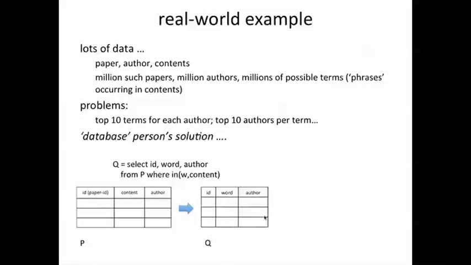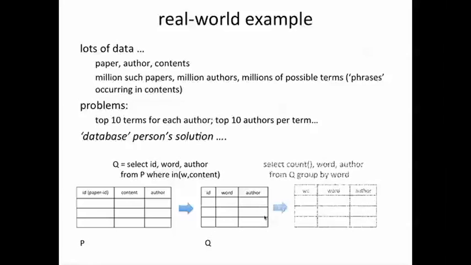No matter, says our database expert, all we need to do is now do a group by so that we can count how many times a particular word is used by a particular author. So the resulting table would let you answer questions about which are the top 10 technical terms used by a particular author by simply finding all the entries for an author, sorting them by word count, and you have your answer.